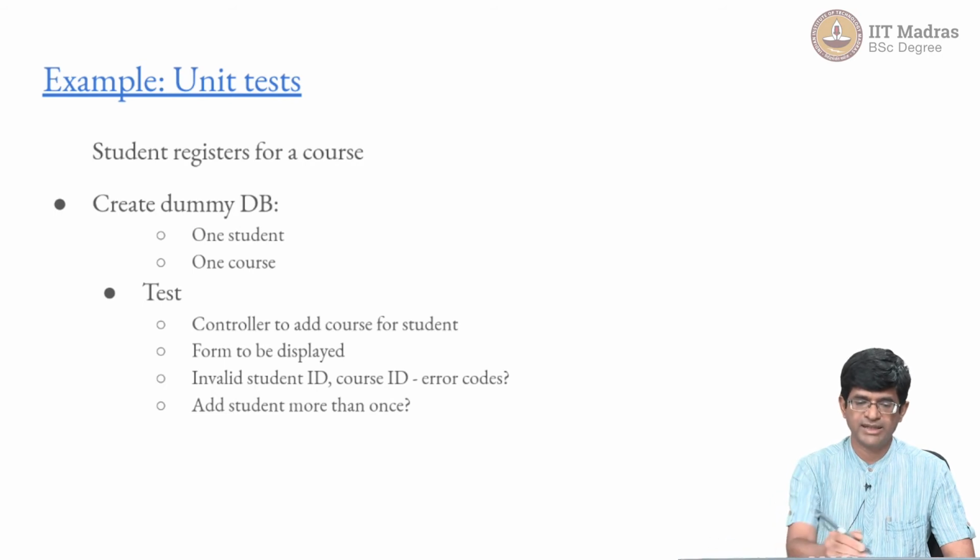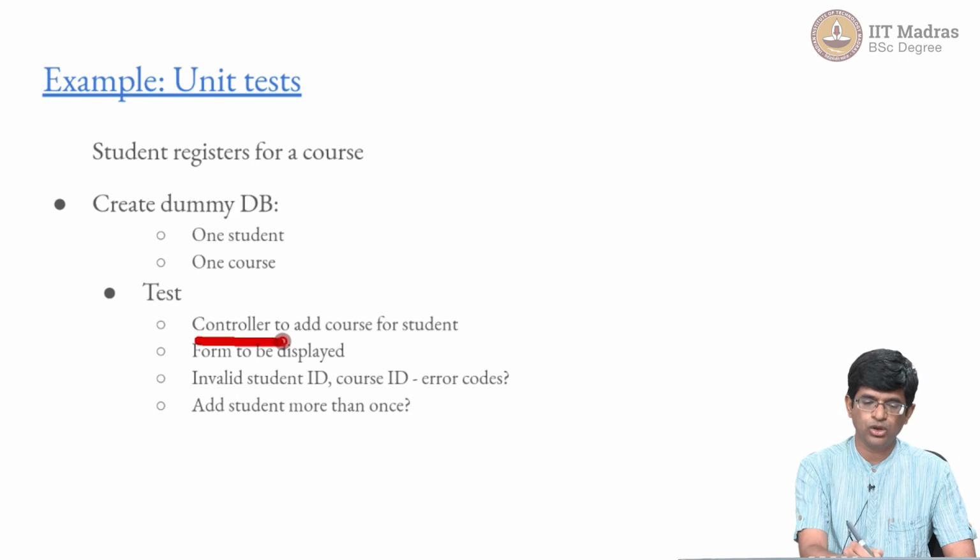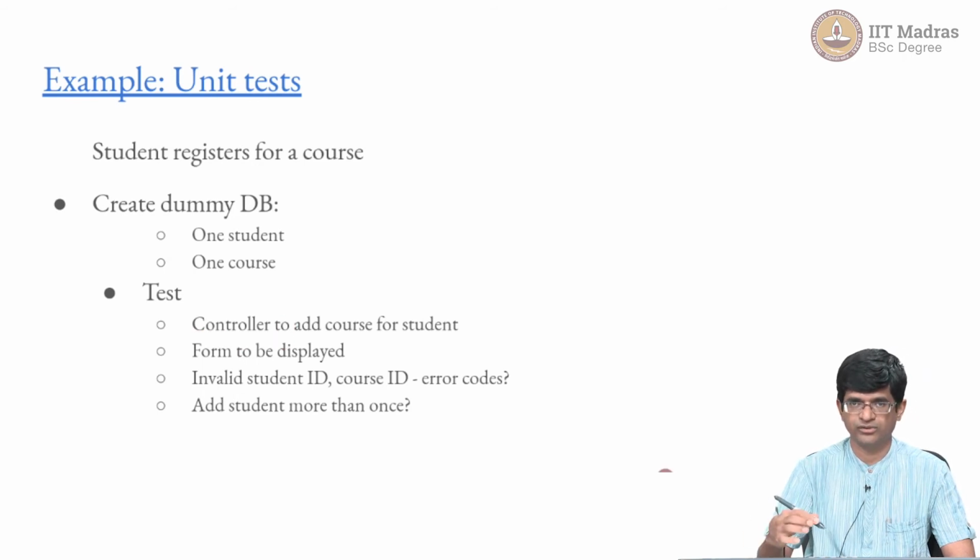So instead what I do is I create a dummy database which has one student, one course. That's enough for the test that I'm trying to run, okay? And I need to invoke that controller. That's basically all that's going to happen. When I finally use the user interface and click on something, it will activate that controller and say, okay, for this student, add this course.